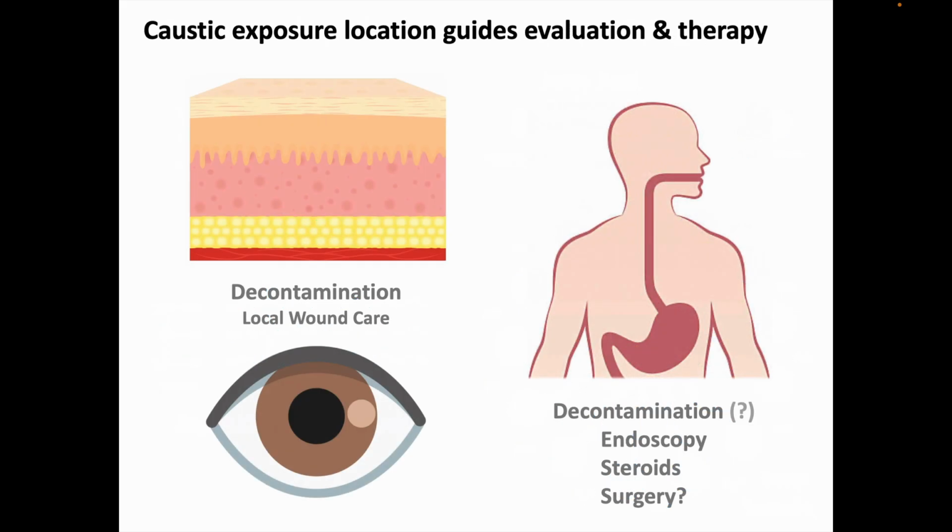Where on the body a person gets their caustic exposure will guide the medical evaluation and therapy. For skin and eye exposures, that is, external exposures, the indicated response is quite straightforward. The other main exposure mechanism is caustic ingestion, an internal exposure, and how one evaluates and treats caustic ingestions forms the bulk of the chapter material. We'll be looking at decontamination methods, endoscopy, corticosteroids, and potential surgery.